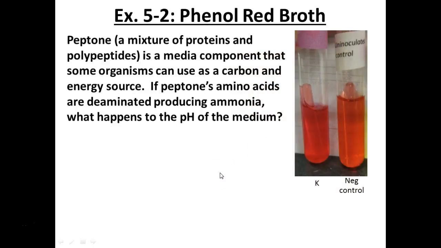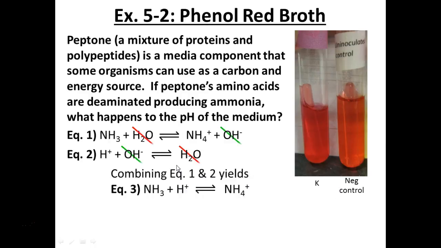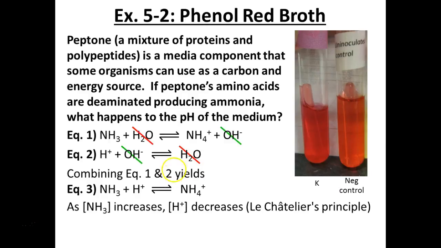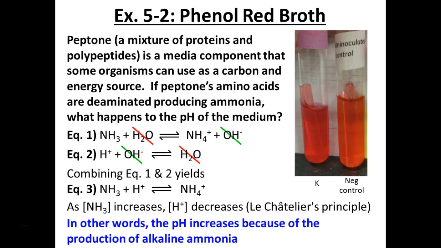Peptone, which is a mixture of proteins and polypeptides in the media, can be broken down, producing ammonia. What happens to the pH when that happens? It goes up, right? So then we end up with the magenta or pink tube, and we code this K, for alkaline. We can't put A because then we'd have two A's, so we had to go with some other letter. So they went with K.